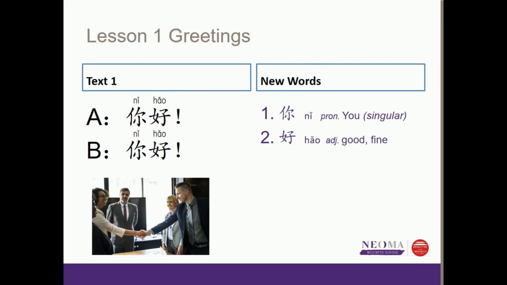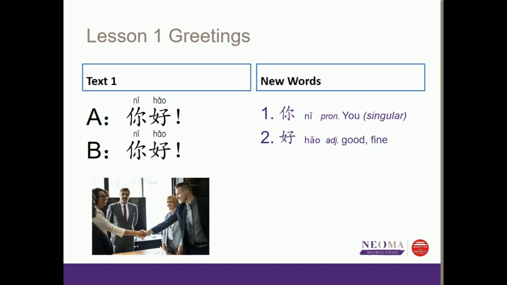So 你 literally means you. This is a singular form. 好 literally means good or fine. So please read after me. 你好。你好. When people say 你好 to you, you also reply to them 你好 as well.